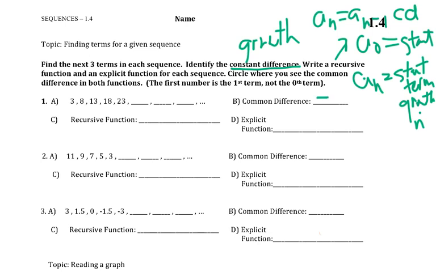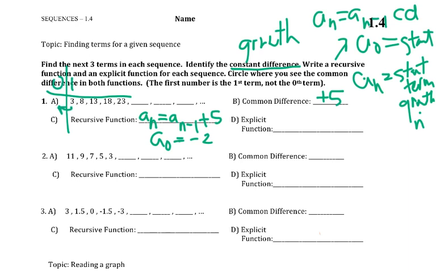Obviously we can see we are adding 5 each time. That's our common difference. So I would go a sub n equals a sub n minus 1 plus 5. Then a sub 0, if I'm going backwards, would be negative 2, because remember, 3 is our first term. So it's like we have to go backwards to 0. So negative 2 plus 5 would give us 3.